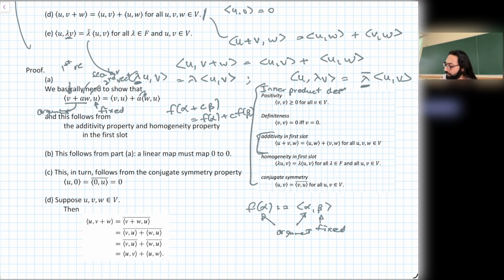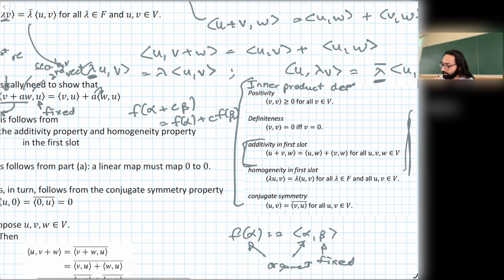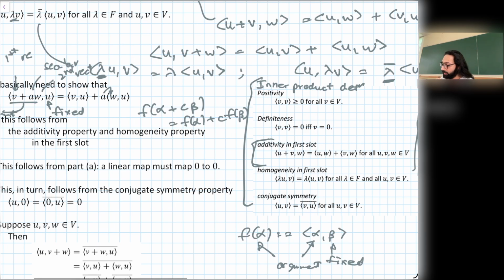Tell me which property, these are named. Here you can read them. Or is it too small? It's too small, okay. You can use the additivity property to split f of alpha plus c beta into f of alpha plus c beta. Exactly. And then how do you get the c outside? You need one more property. Exactly. Is that okay?